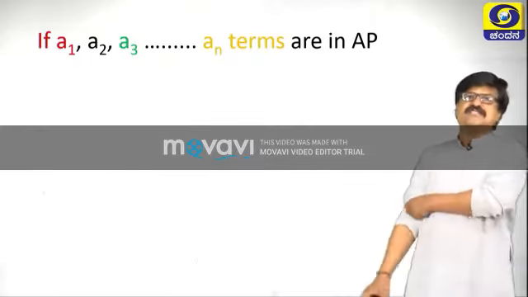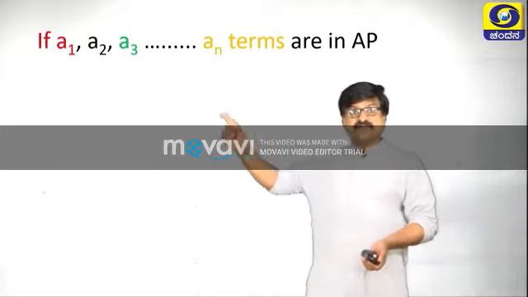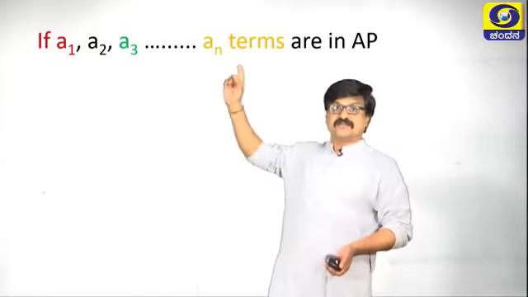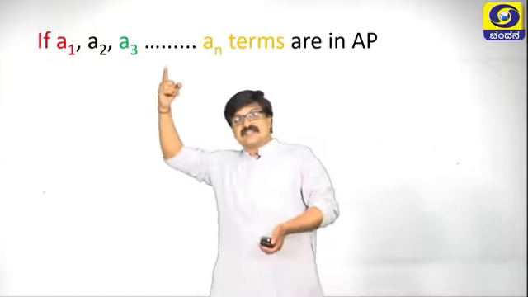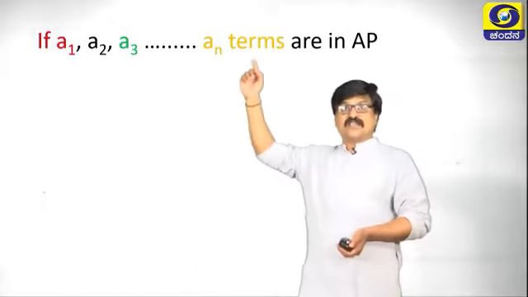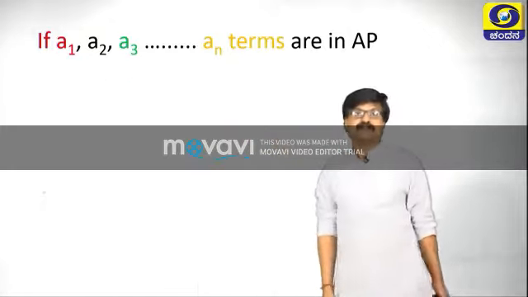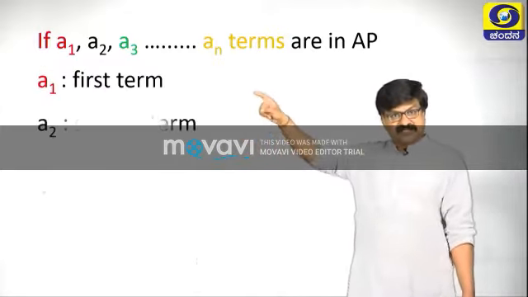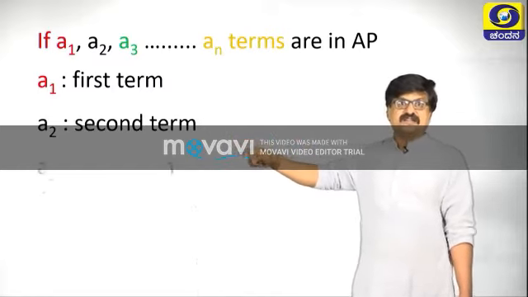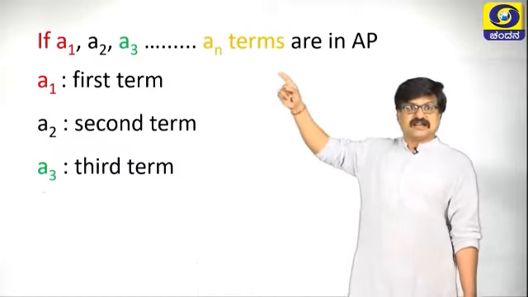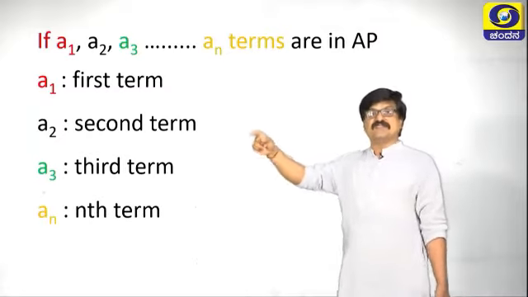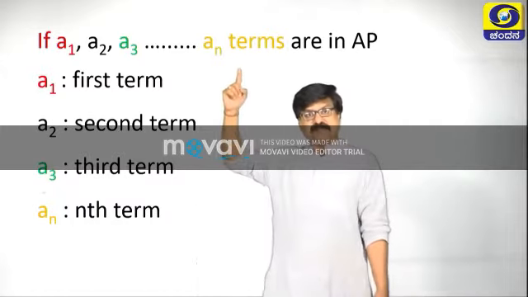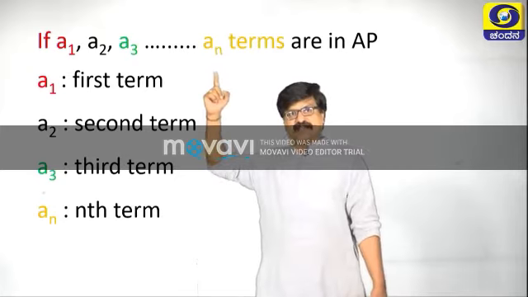Let us take the next part. Here, if a1, a2, a3, ..., an terms are in AP, these numbers are called terms. Here a1 is the first term, a2 is the second term, a3 is the third term. Similarly, an is called the nth term. In this AP, n number of terms are there.